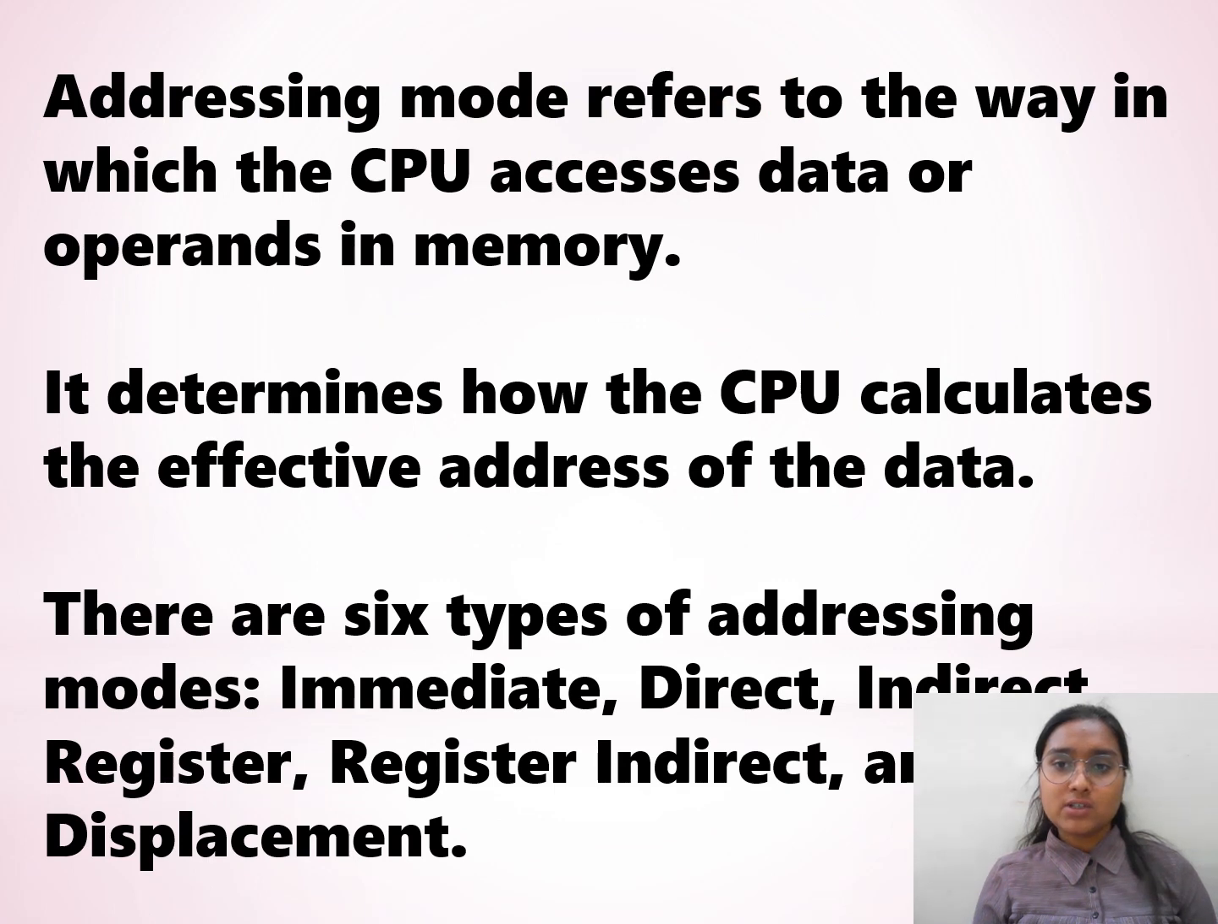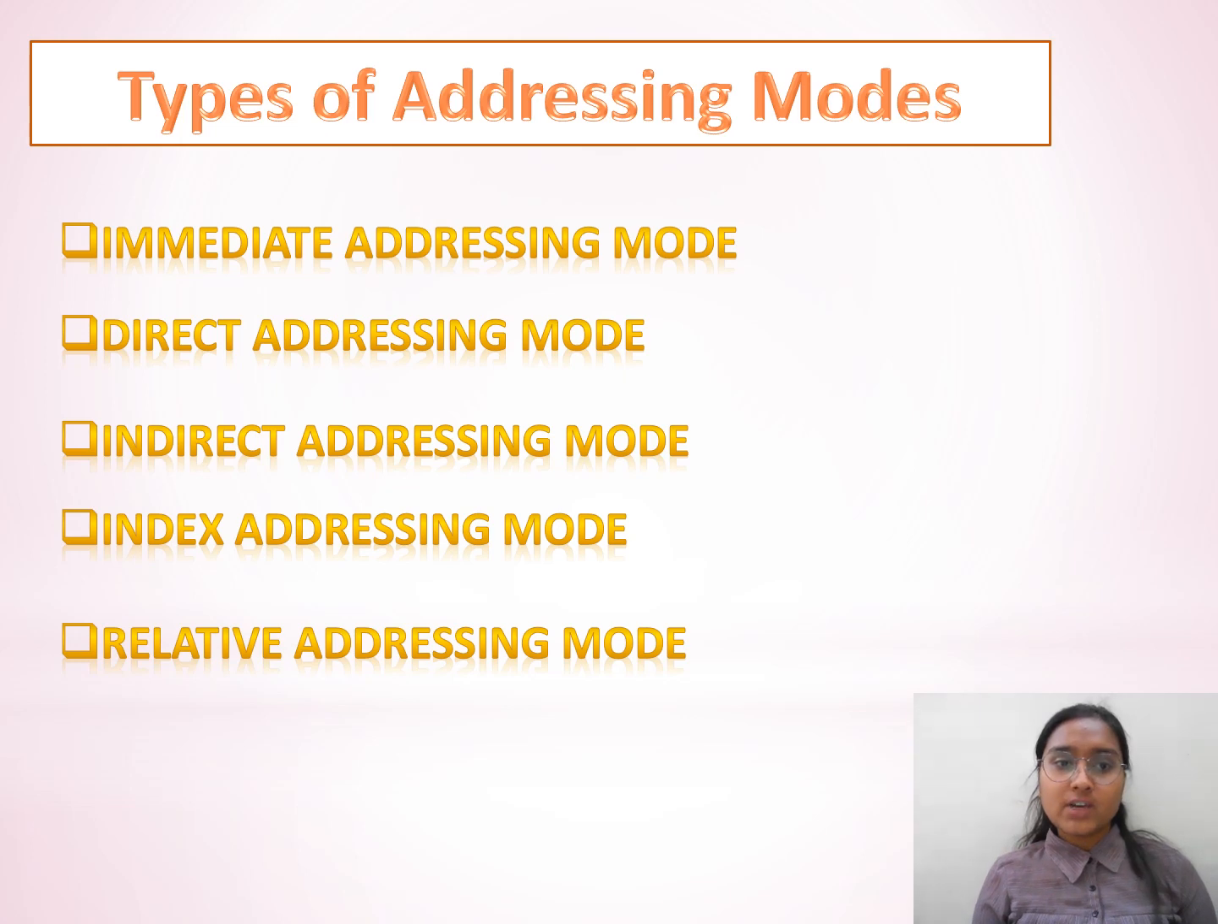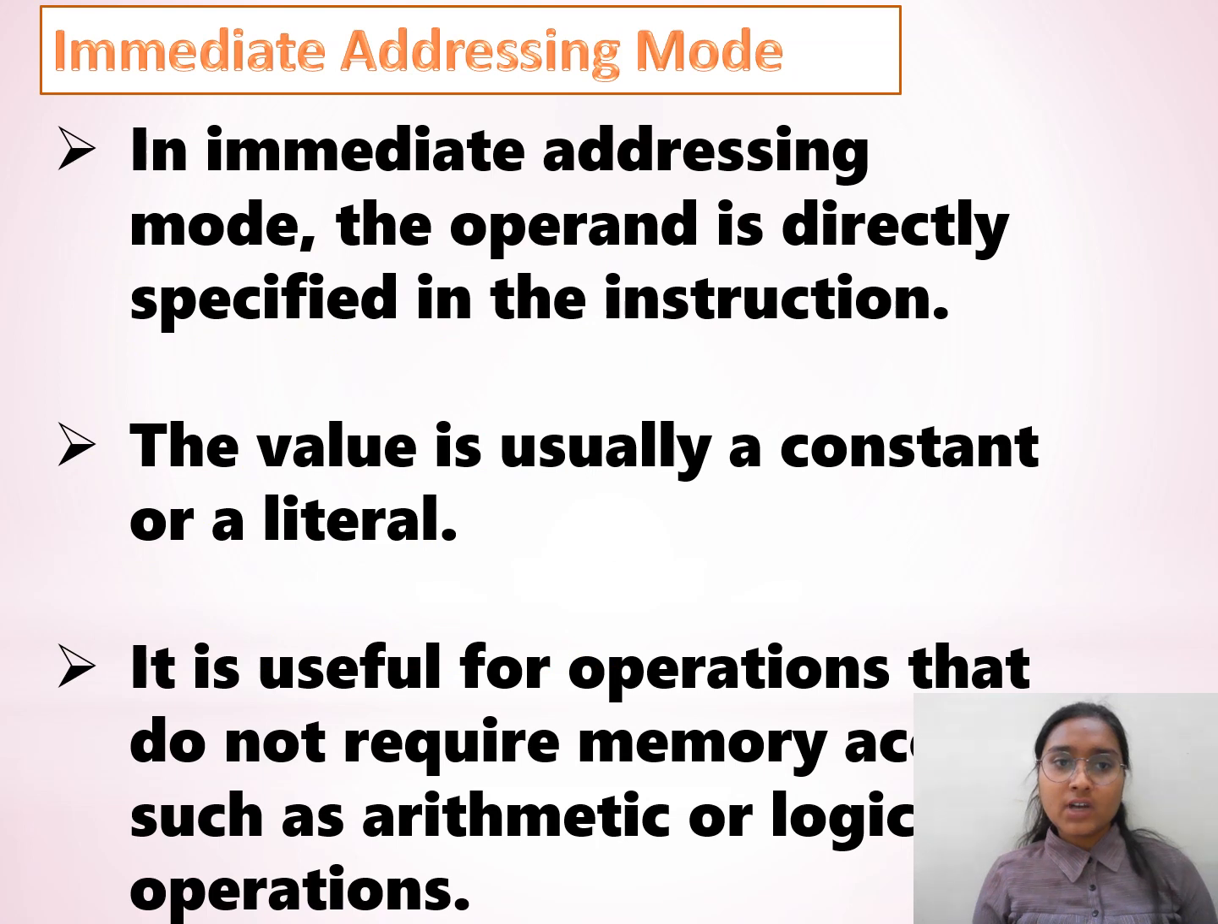Addressing mode refers to the way in which the CPU accesses data or operands in memory. It determines how the CPU calculates the effective address of the data. There are 6 types of addressing modes. First one is immediate addressing mode, direct addressing mode, indirect addressing mode, index addressing mode, relative addressing mode. First, we know about the immediate addressing mode.